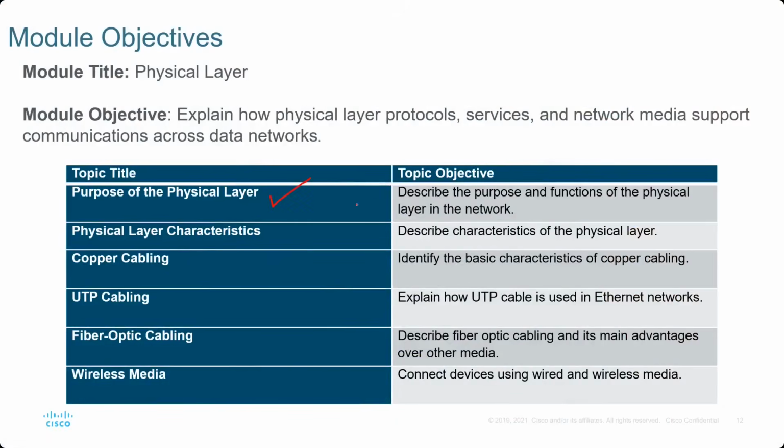We will describe why we need a physical layer and what its characteristics are, what we are looking for in the physical layer, what problem we are trying to solve, and then we will move on to the importance and characteristics of copper cabling, UTP cabling, fiber optic cabling, and wireless media. So basically, we will cover everything that there is at CCNA level in the physical media.